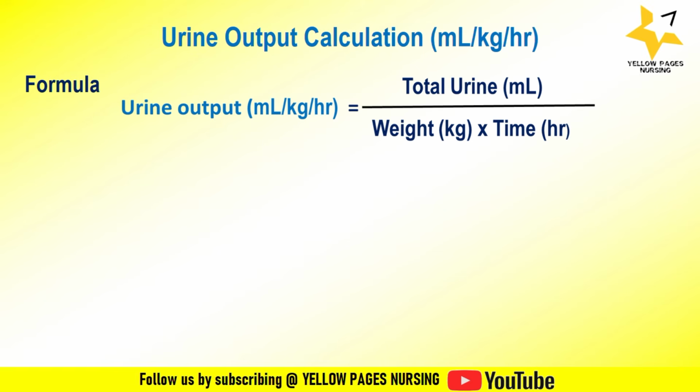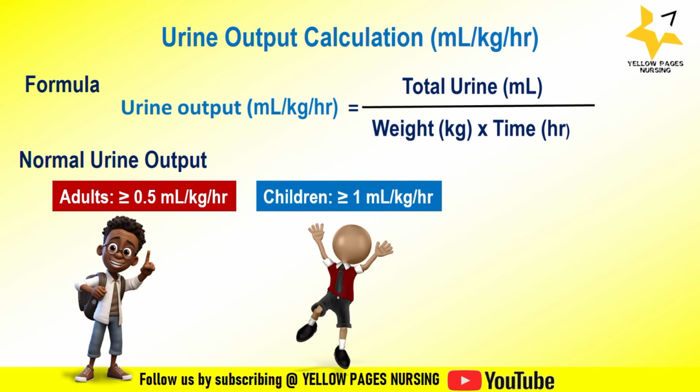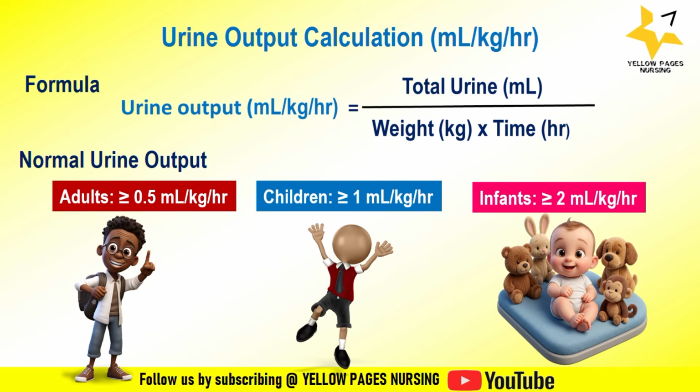Here comes the normal urine output depending upon the age group, and they are exam favorites. Normal urine output for adults is greater than or equal to 0.5 ml per kg per hour. In case of children, it is greater than or equal to 1 ml per kg per hour. And in case of infants, normal urine output is greater than or equal to 2 ml per kg per hour. The smaller the patient, the higher the expected urine output is.